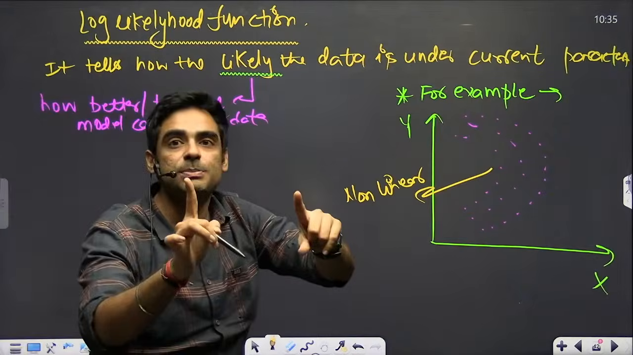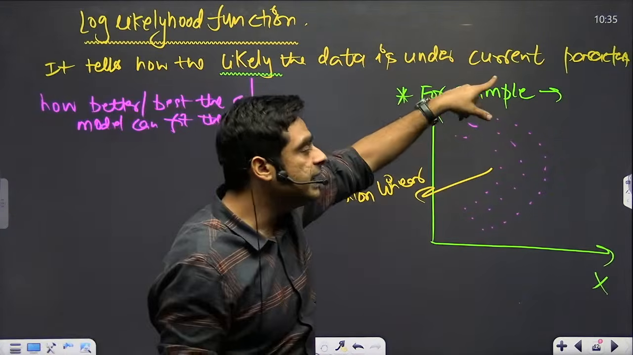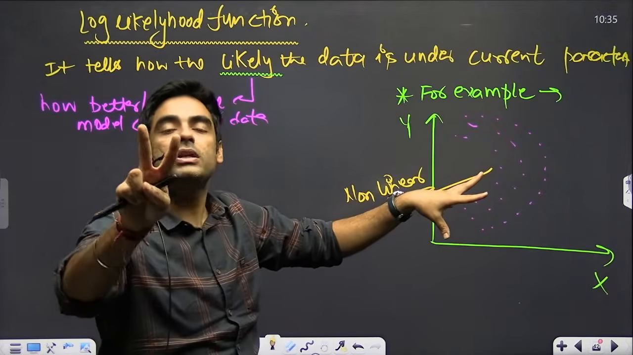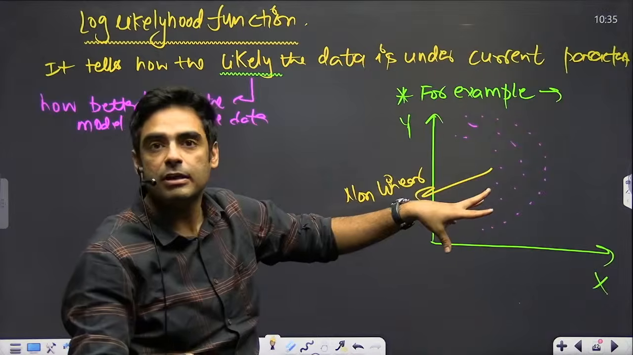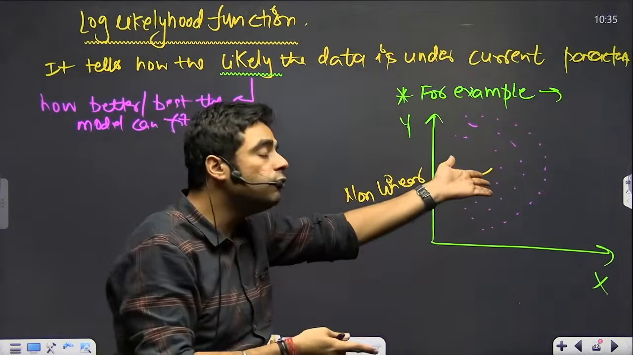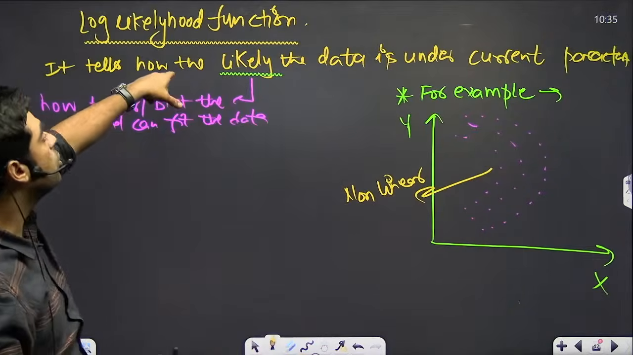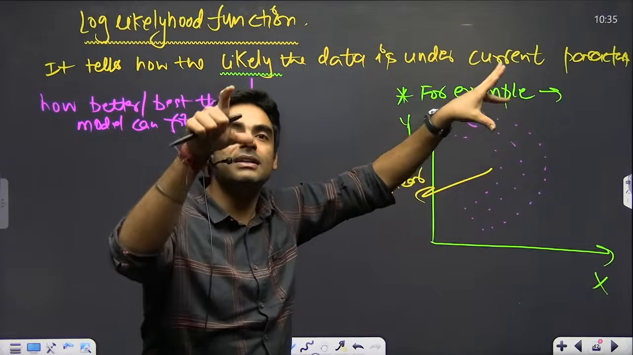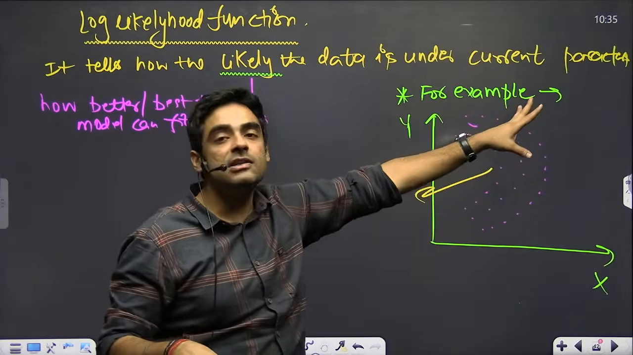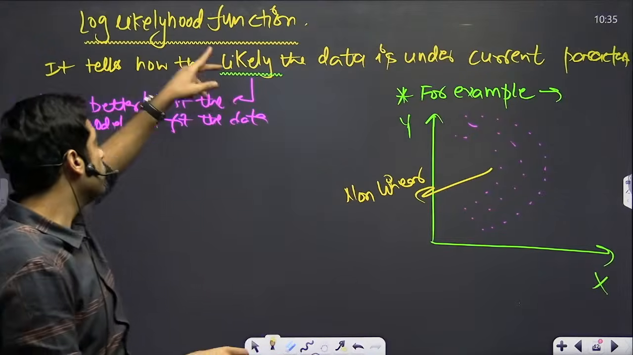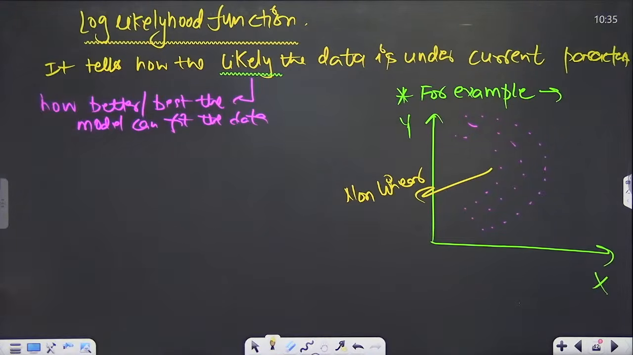If you want to fit the data, we should have linear data, and along with this we should have two classes. Binary data should be there. If I give you non-linear data, it is not possible to fit this data. That means this data is not likely under the current parameters. For this model under current parameters, this data is not likely. But this understanding you should have. So for this only we calculate the log likelihood function.